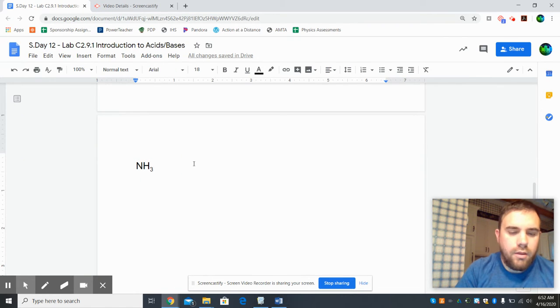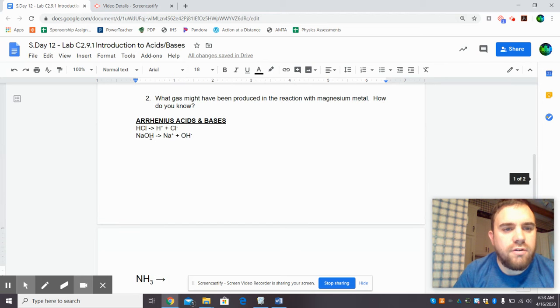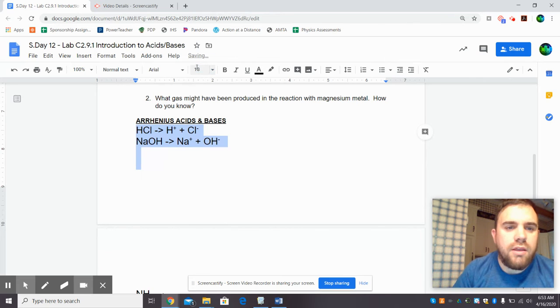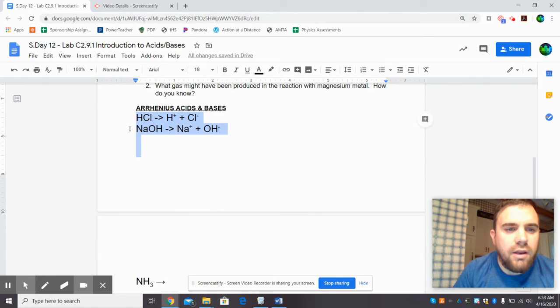So here's the question I have for you. Let's write the dissociation reaction and explain why it's a base. So I go da da da, and then I'm going to go, wait a minute. How is that a base? Based on our explanation of these guys up here, these are Arrhenius bases. How is NH3 a base when an Arrhenius base says it has to contain OH?